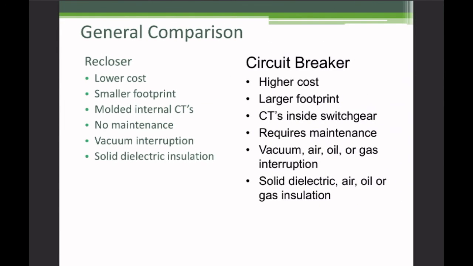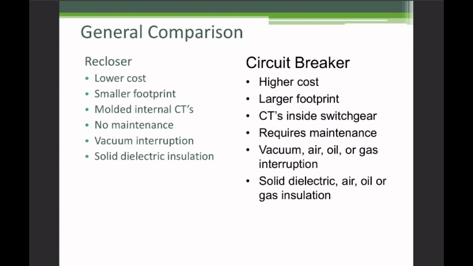So in general, we've got reclosers. They're smaller, they're cheaper, they tend to have internal instrument transformers, and vacuum is a very common one. You can get gas insulated ones, but really vacuum owns the market right now for reclosers.